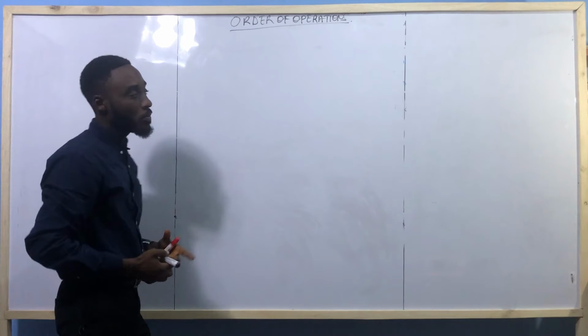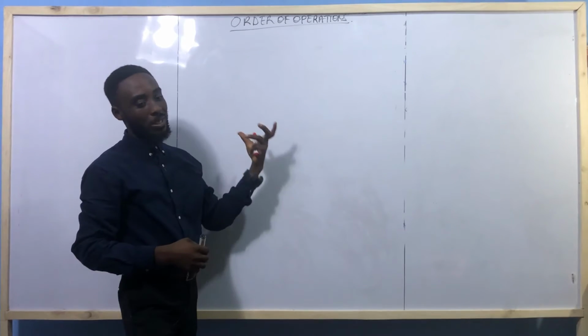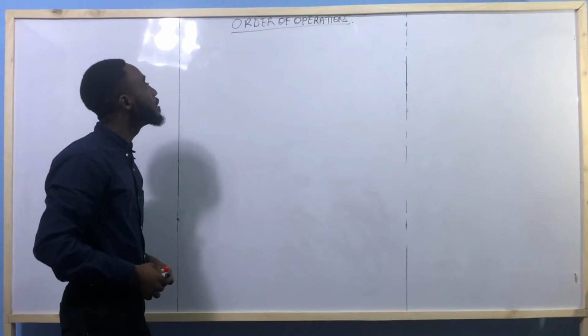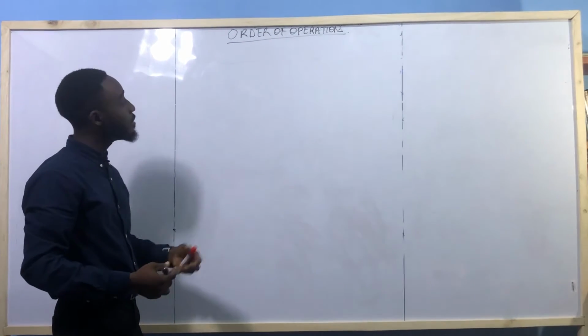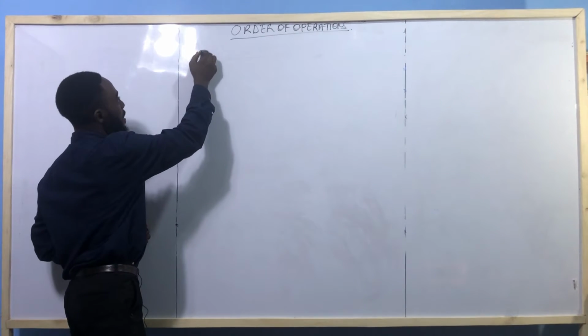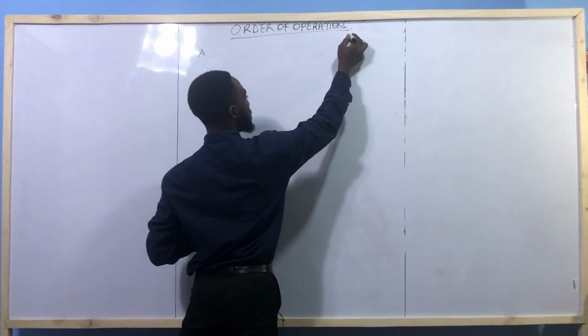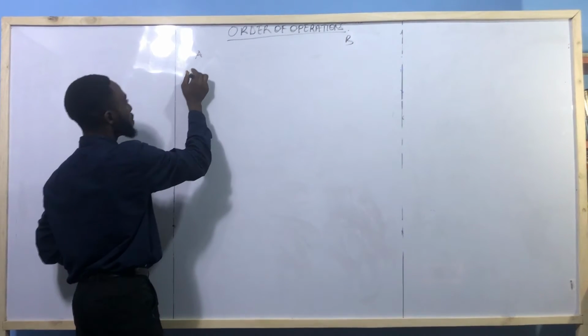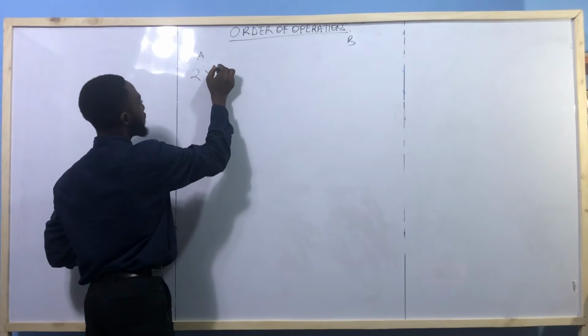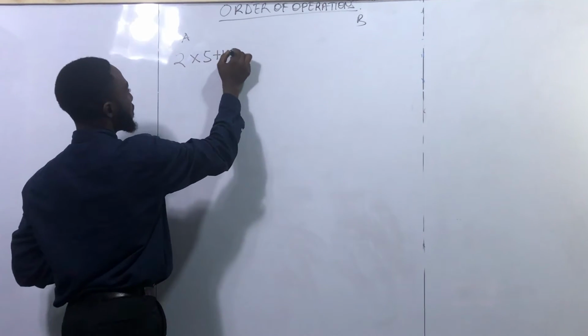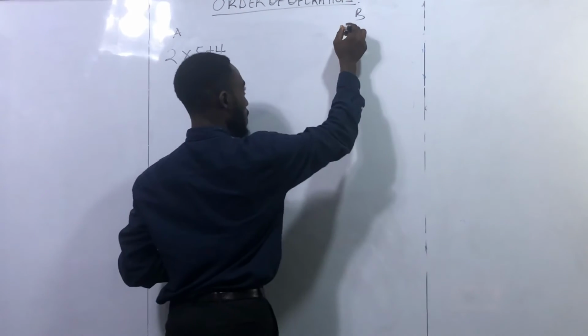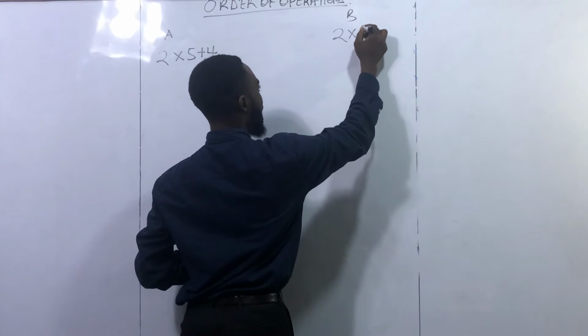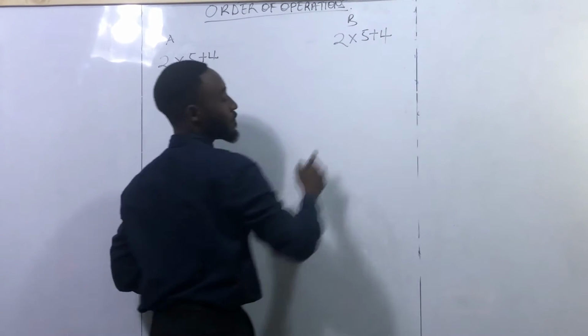Order of operations. To begin this, I would want to put a question on the board and see how two different students are likely going to approach it. So student A and then student B. The question goes this way: 2 times 5 plus 4.